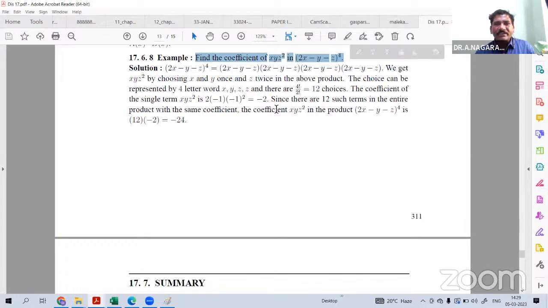So directly here we can take x y square whole square, and based on the coefficients, we take 2 into -1 into -2 and whole square. That -2 is multiplied by 4 factorial by 2 factorial. So 4 factorial by 2 factorial into the coefficients. Coefficients means the power is 2 here, so directly we can take this as the answer.